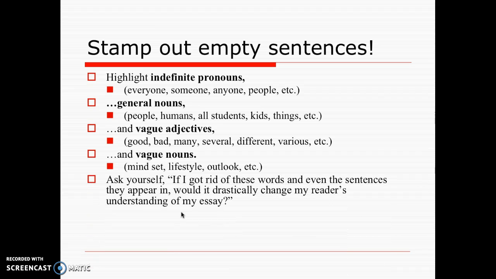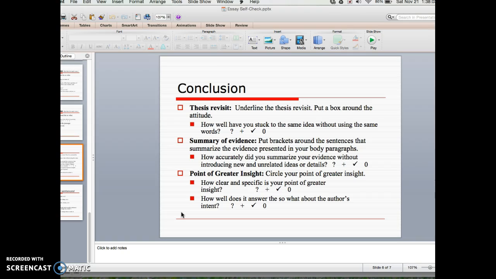And then ask yourself, if I got rid of these words and even the sentences that they appear in, would it drastically change my reader's understanding of my essay? If the answer is no, eliminate, change, or get rid of those words or sentences. Okay, if the answer is yes, then obviously you can keep that stuff.